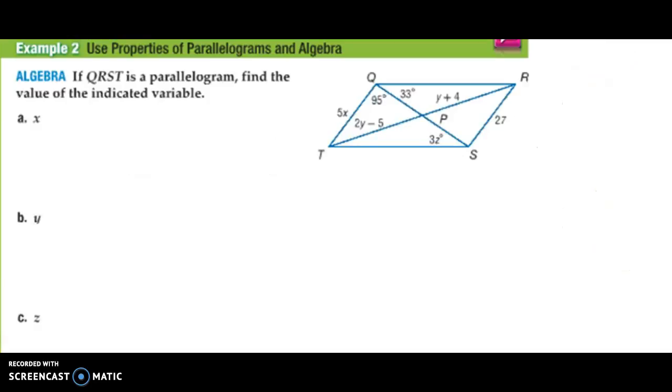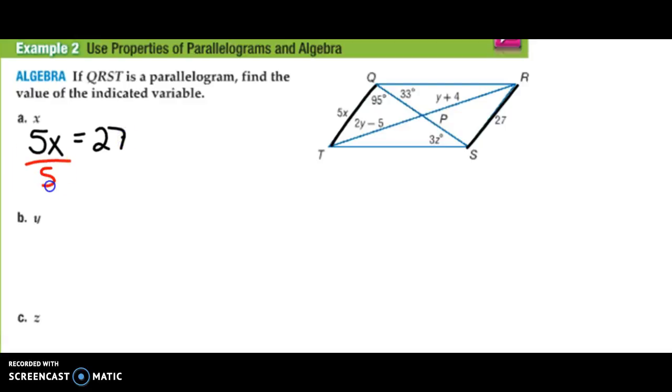Alright, so let's use this information for our second example. It says if QRST is a parallelogram, then find the value of the indicated variables. So, first off, it says find the value of x. Well, I see x in the length of QT, and we remember that theorem 6.3 says that those two sides are going to be congruent. So I'm going to set them equal to each other. I'm going to say 5x is equal to 27.